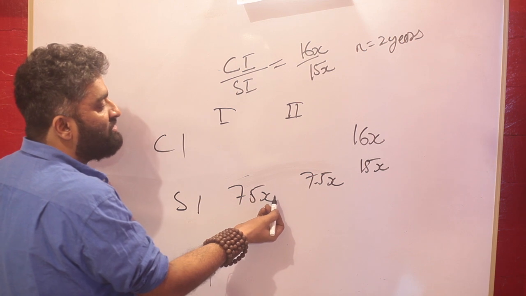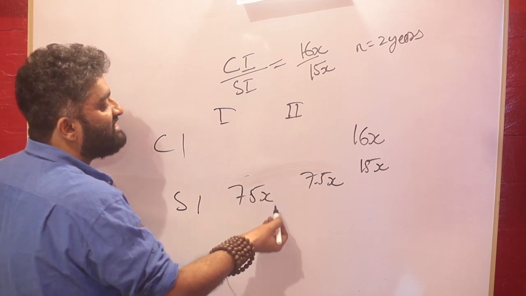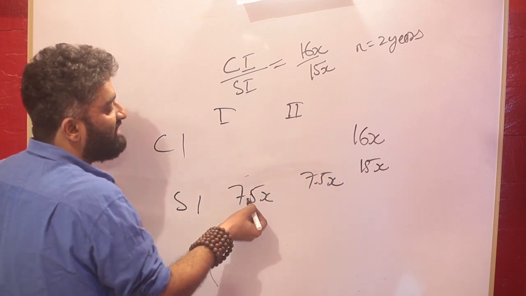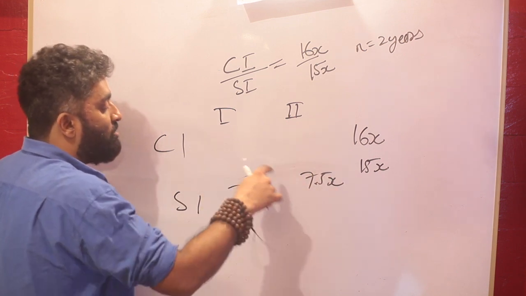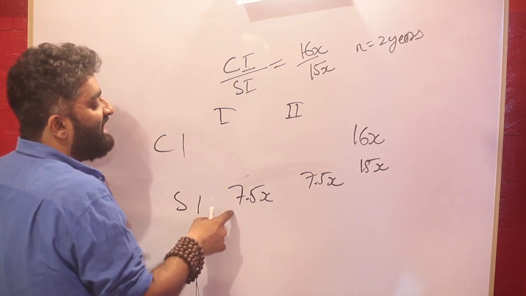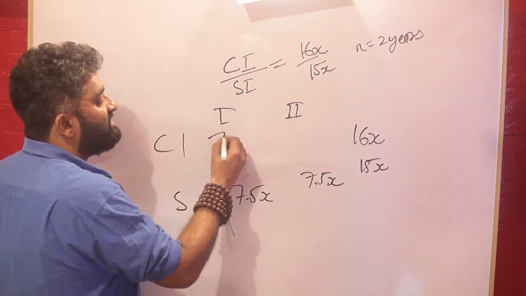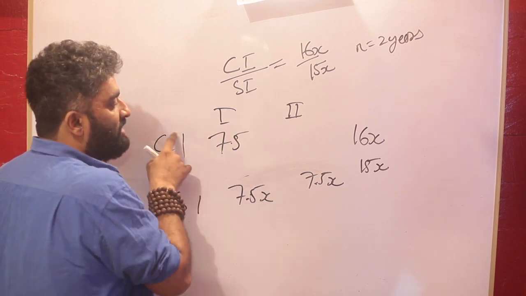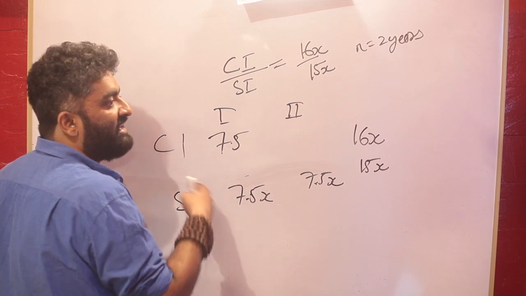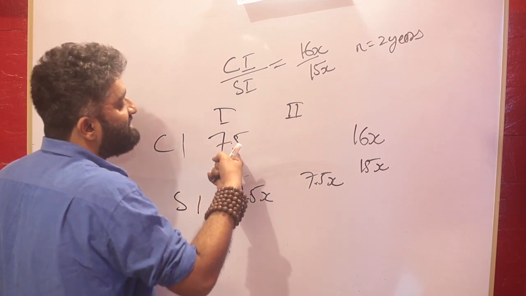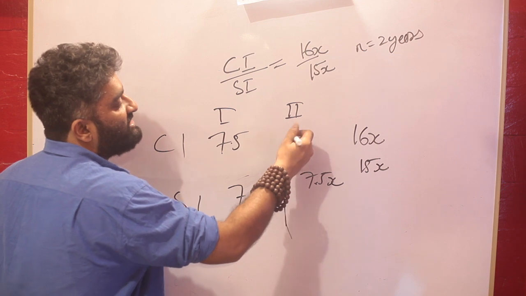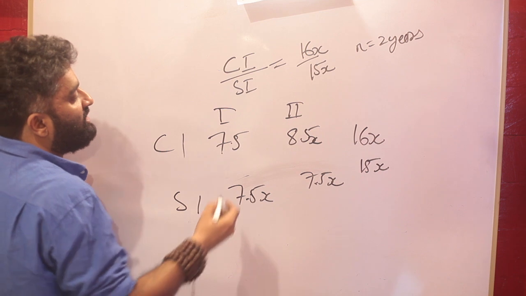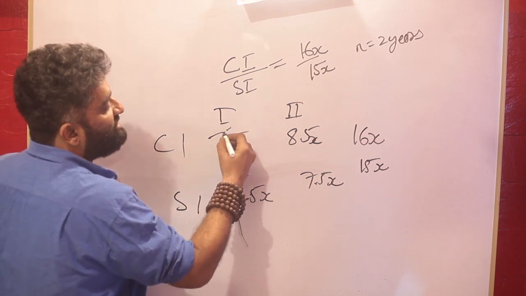What is the idea that I am using? That the simple interest is the same each year. So 2a is equal to 15x, a is equal to 7.5x, right? Now work backward. I know SI and CI are the same in the first year, so this is 7.5, right? Because there is no difference between SI and CI in one time period. And if this is 7.5, that means the next year is going to be 8.5x to make it 16x, right? So then I can figure out what is the rate of interest.